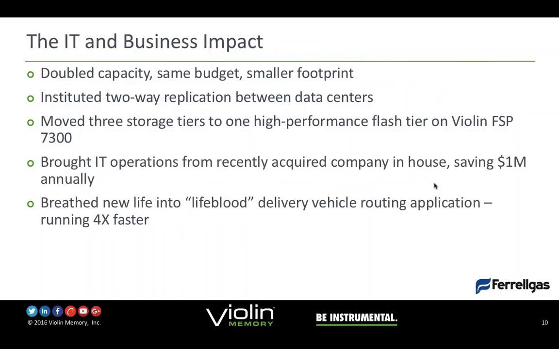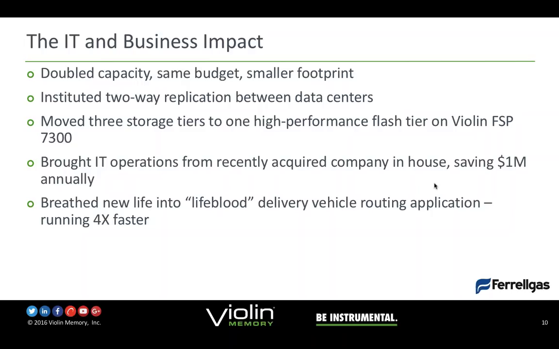We were able to double our capacity with the same budget that we had and ended up in a smaller footprint. We will be instituting two-way replication between the data centers that will get us out of the log shipping that we've been doing. We're still in the process of migrating all of the SQL Server databases onto the storage platform, so we don't have this in place yet. But we're headed down that path, which will make life a lot easier for us in the long run.